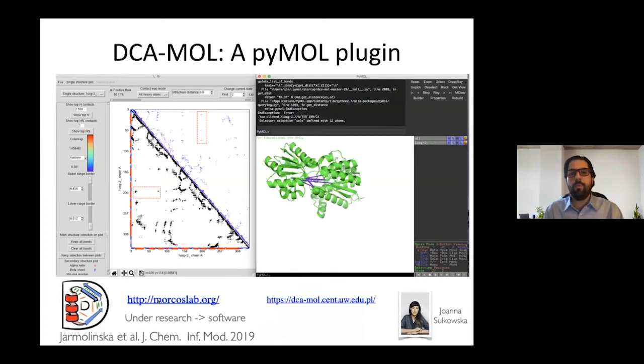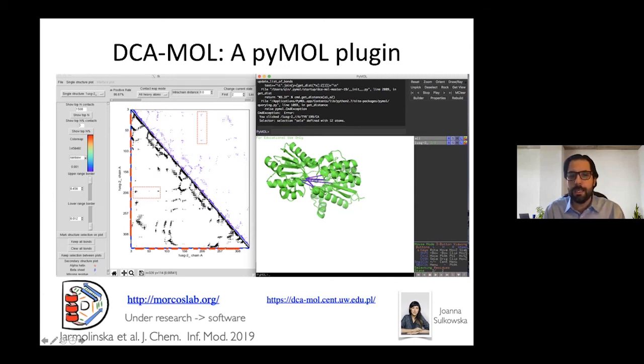Now, because the output of this methodology is basically raw data, we have also developed, with Warsaw University, a plugin for a very popular tool in molecular biology called PyMOL. It's a tool to visualize proteins, but we have added a plugin where you can take this output, this connectivity matrix, and compare it one-to-one with the 3D structure of a protein.